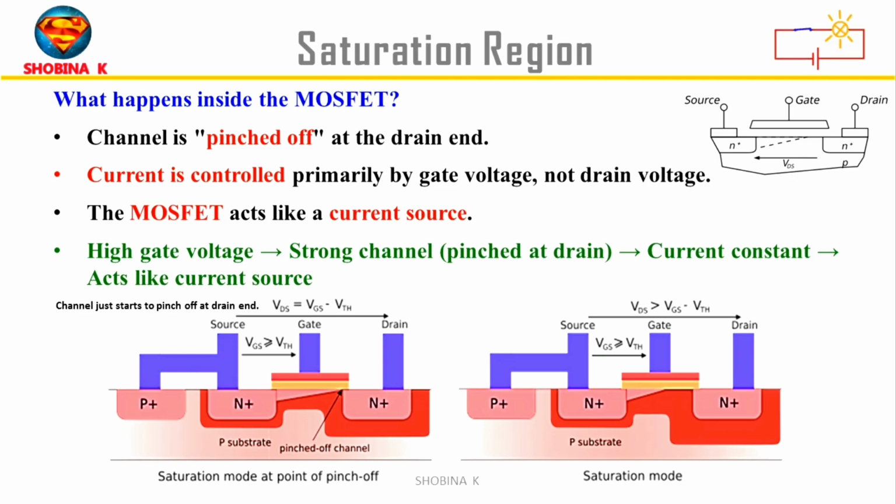Then MOSFET acts like a current source because the current stays nearly constant even if drain voltage changes. The MOSFET behaves like a steady current supplier controlled by gate voltage. So pinched off channel and current set by gate voltage makes MOSFET act like a current source. In saturation region, the gate voltage is high enough to form a strong channel, but the channel gets squeezed or pinched off near the drain. Even if we increase the drain voltage, the current stays almost constant. So the MOSFET acts like a constant current source, not a resistor.